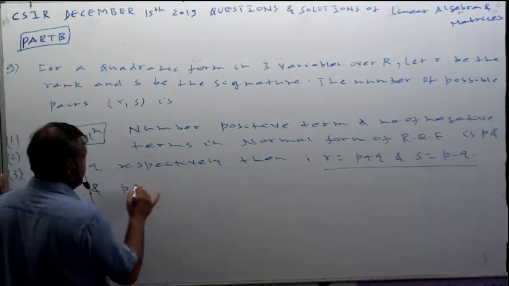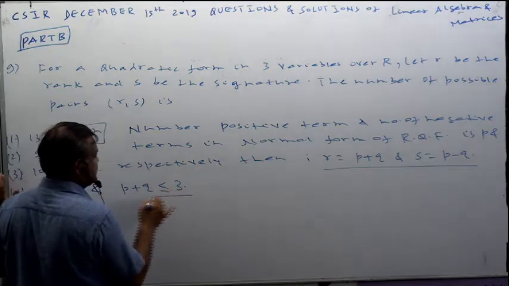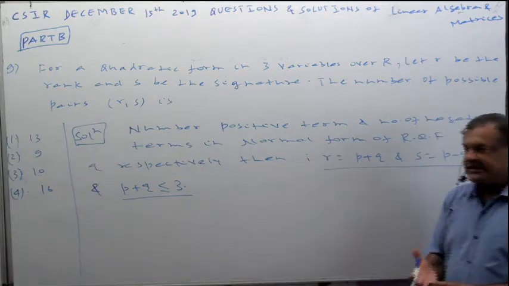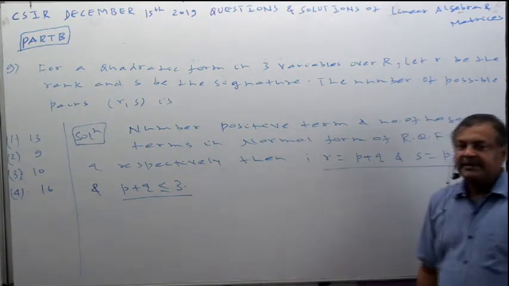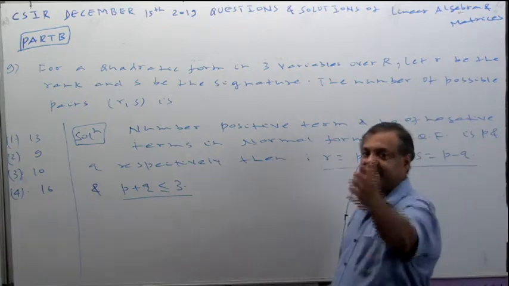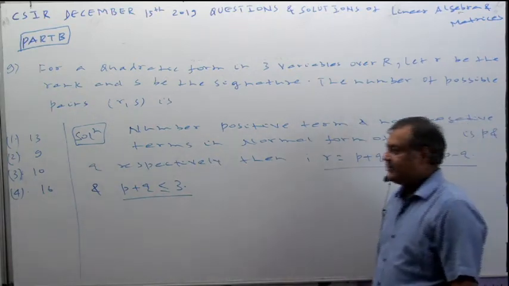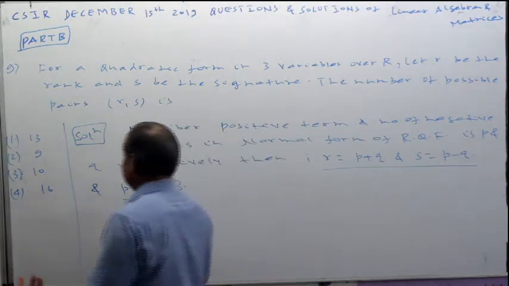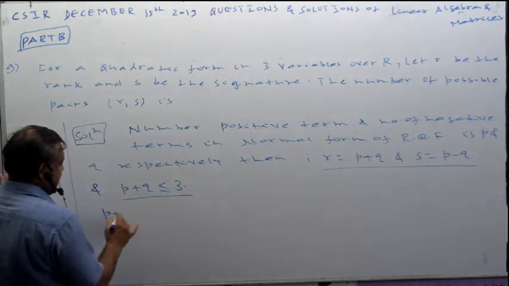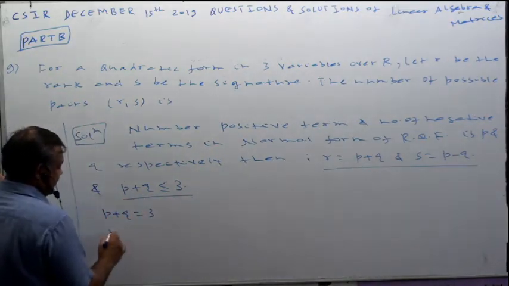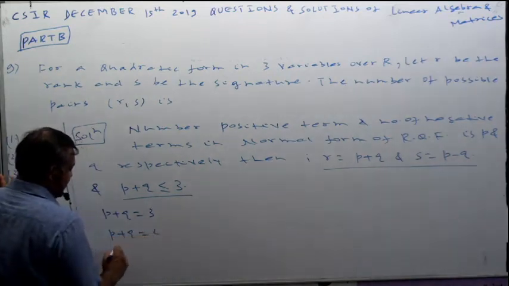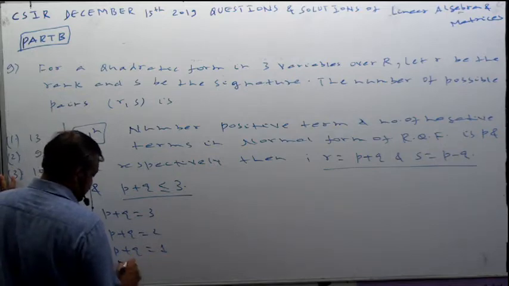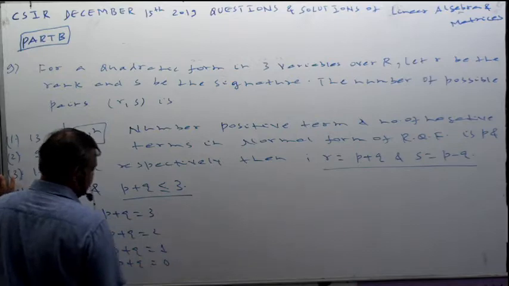And the sum of positive and negative terms will always be less than or equal to 3, because in normal form, either we will have a positive term, or a negative term, or a coefficient 0 term. Are you happy? So the sum of P and Q will be less than or equal to 3. Now see, so simple case. It has 4 cases. Either P plus Q is 3, or P plus Q is 2, or P plus Q is 1, or P plus Q is 0.